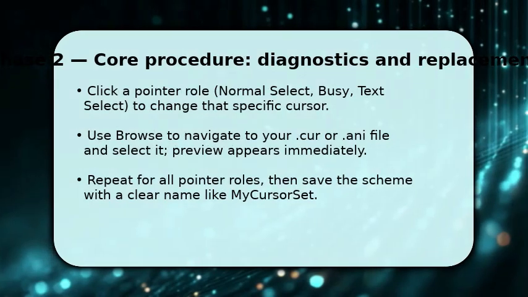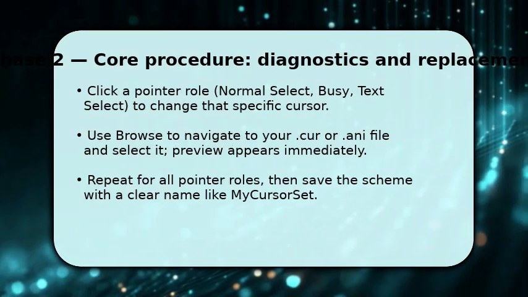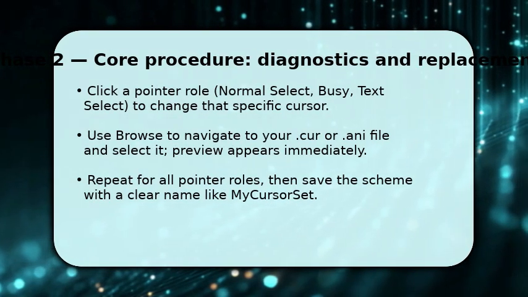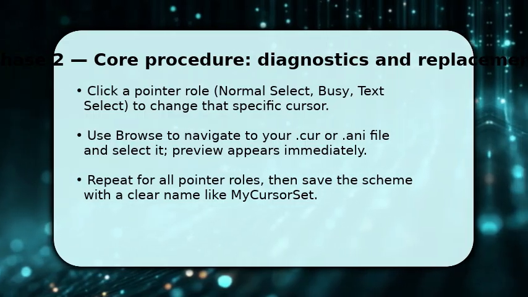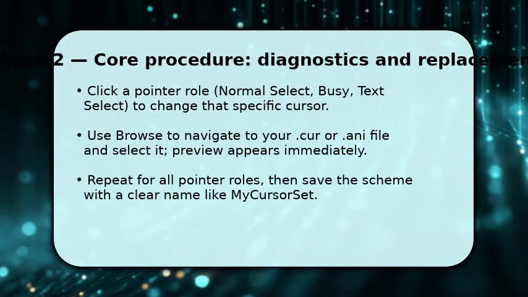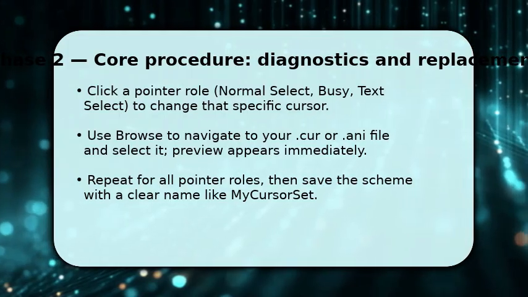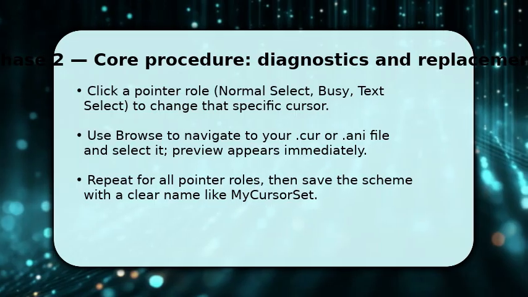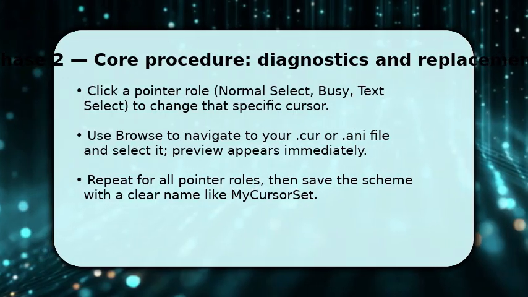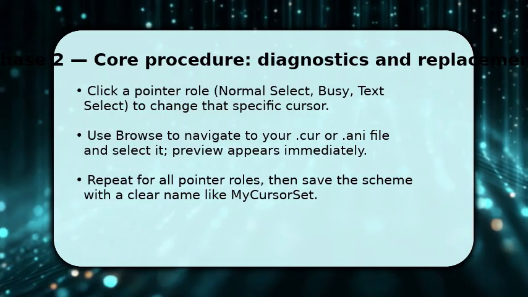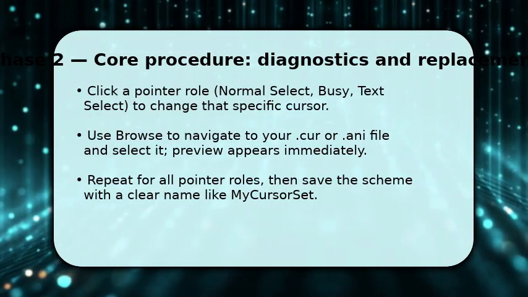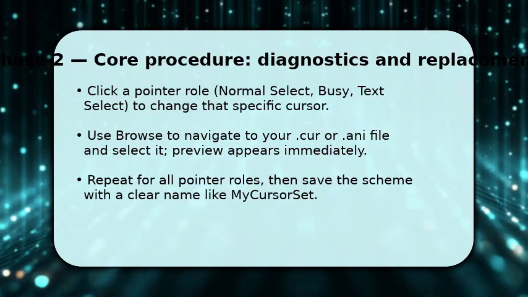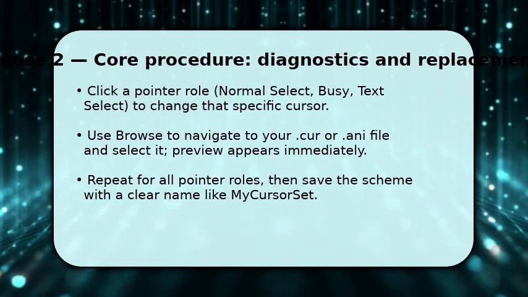You continue by assigning each pointer role one at a time. Click Normal Select, Busy, Text Select, or another role, then press Browse and navigate to your downloaded .cur or .ani file. Once you select a file, you'll see an immediate preview. This confirms correct format and size. Make sure to repeat this for every role you want to replace. When you've assigned all pointers, save the collection as a new scheme name, such as My Cursor Set, so you can restore or switch schemes quickly later.